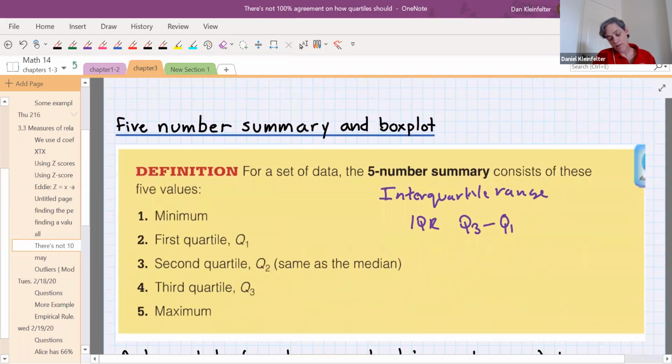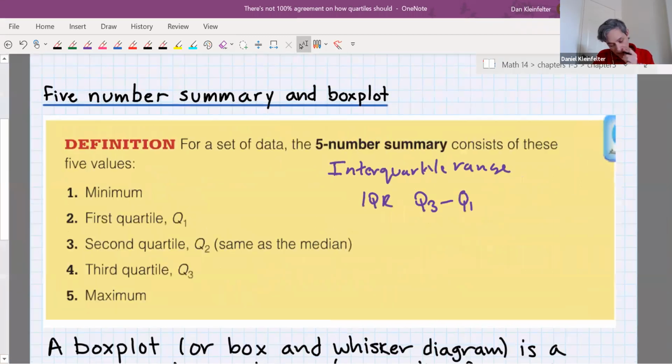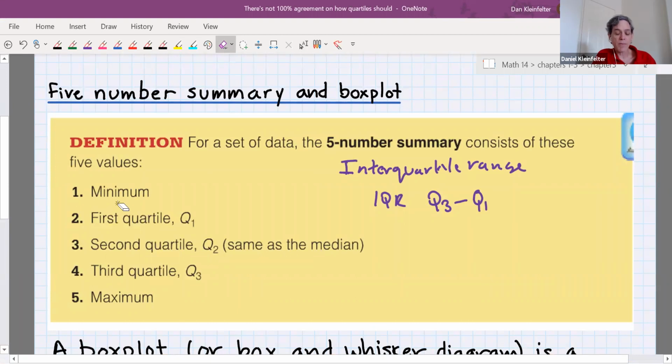All right, so moving along, we want to look at something called the 5-number summary and box plot. That's this: the minimum, the first quartile, second and third quartiles, and then the maximum. Those are the 5 numbers that make up the 5-number summary. The idea is that if you wanted to give a quick description of what a set of data looks like, you could tell someone the maximum, the minimum, and the 3 quartiles, and that will give a pretty good sense of what that set of data is like.